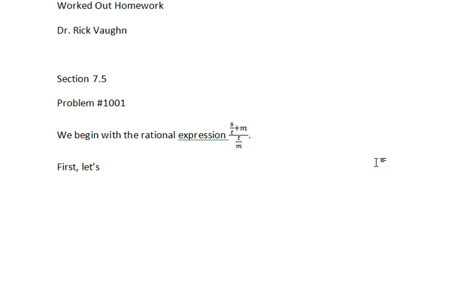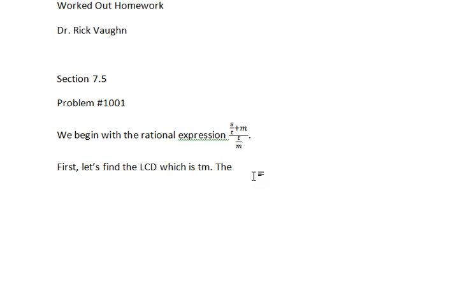First, let's find the least common denominator, which on the numerator I have a denominator of t, and in the denominator I have a denominator of m. So the least common denominator for this rational expression is going to be t times m. And I don't have to typeset that, I could just write it out as a sentence here.